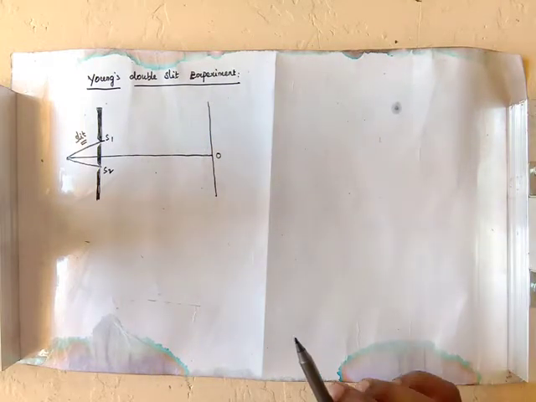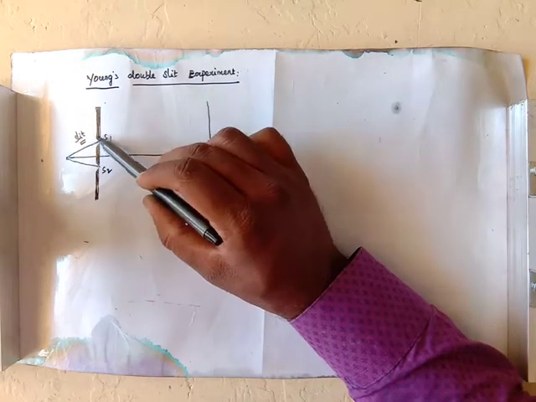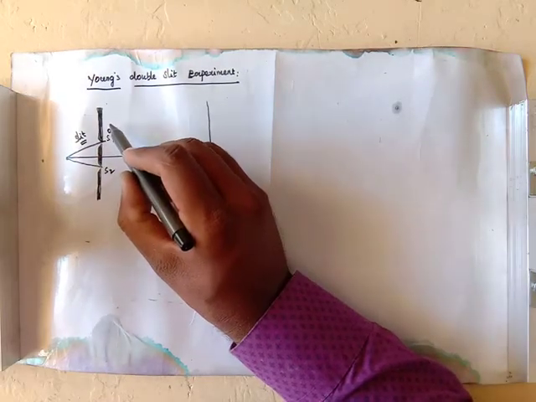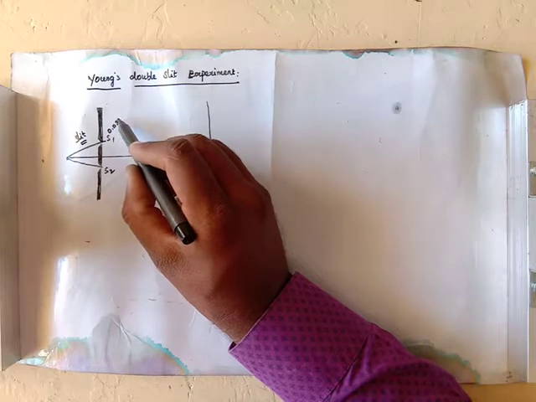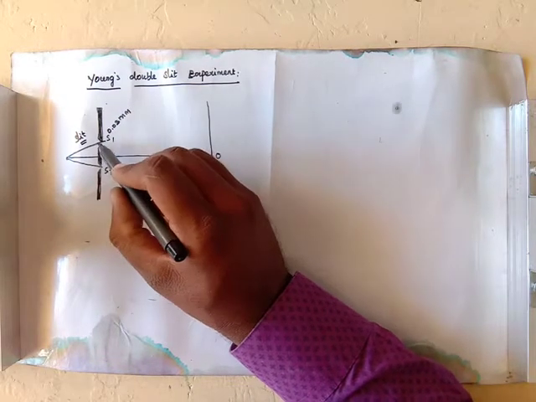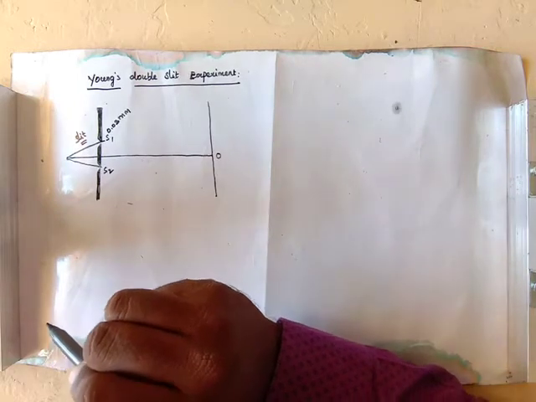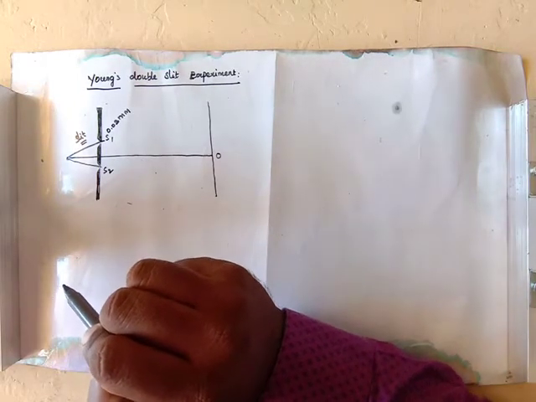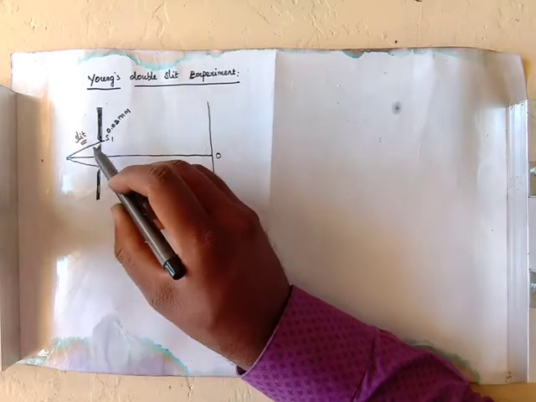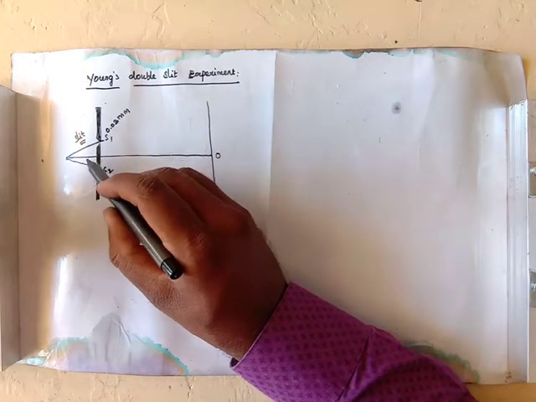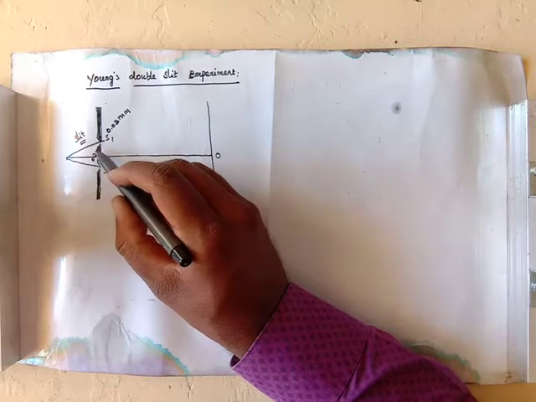The width of each slit has a value of 0.03 millimeter, and the two slits are separated by a distance of 0.3 mm.